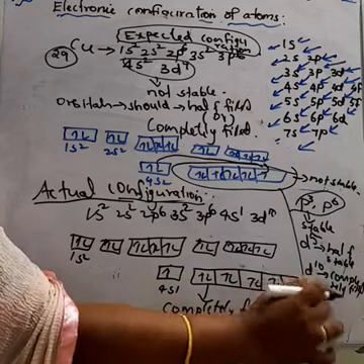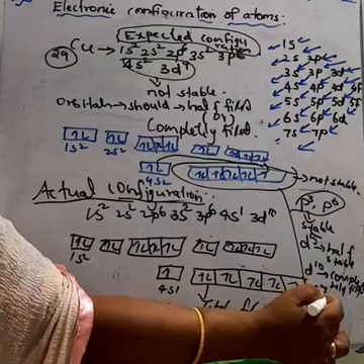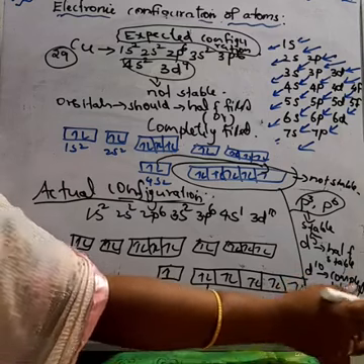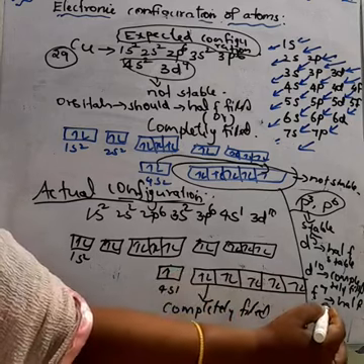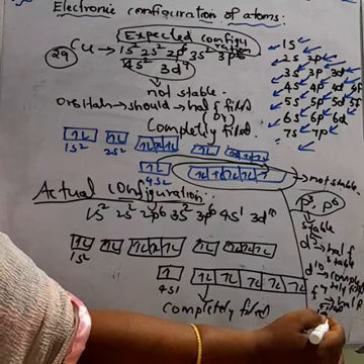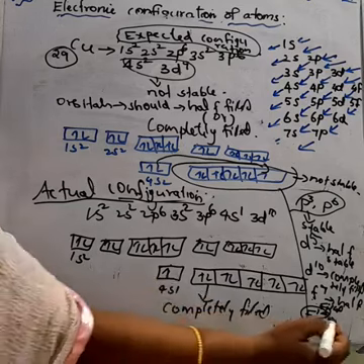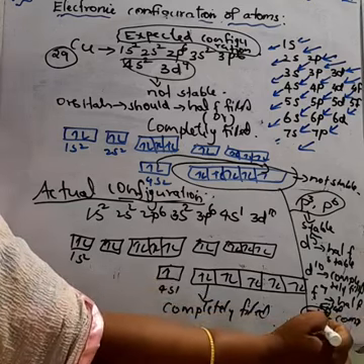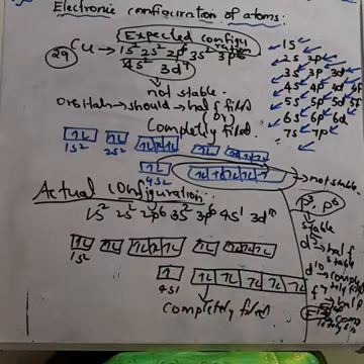For the f orbital, how many electrons are needed for the half-filled configuration? 7 electrons are needed, because the f subshell has 7 orbitals in total. So 7 electrons are needed for the half-filled stable configuration. How many electrons are needed for the completely filled configuration? 14 electrons. The f subshell needs 14 electrons to get the stable completely filled configuration. Understood? This is about the stability of electrons.